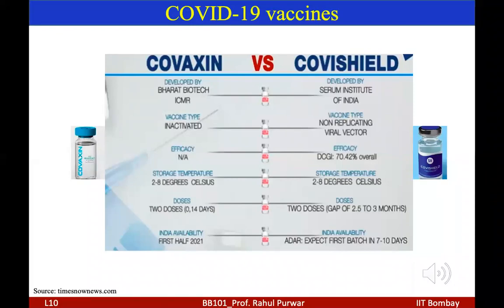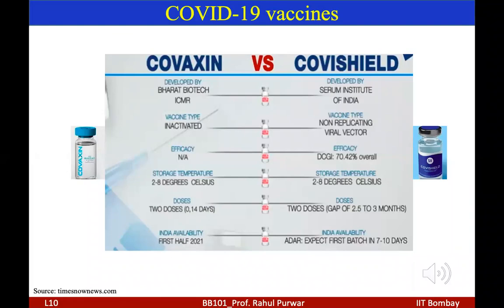However, the other vaccine is Covishield. All the research on Covishield was done by AstraZeneca in the UK, and our Serum Institute is more like a contract manufacturer for this. So it is, I think, wrongly mentioned as developed by; instead you can say produced by or manufactured by Serum. And the vaccine type is the viral vector.